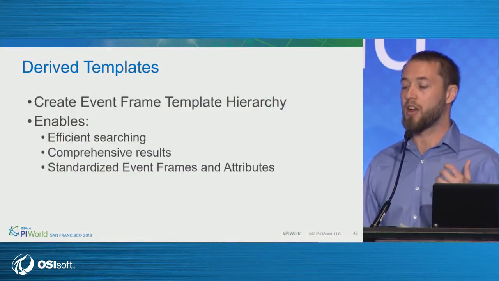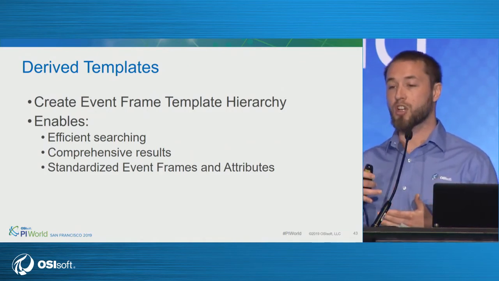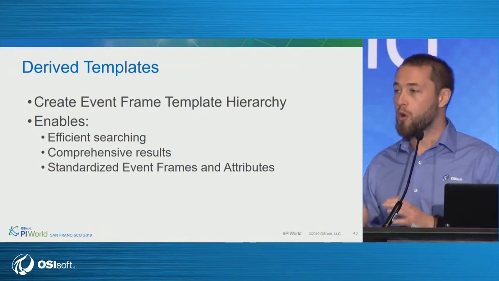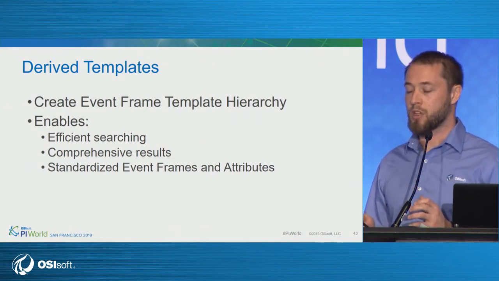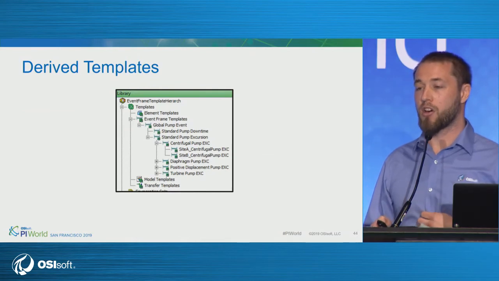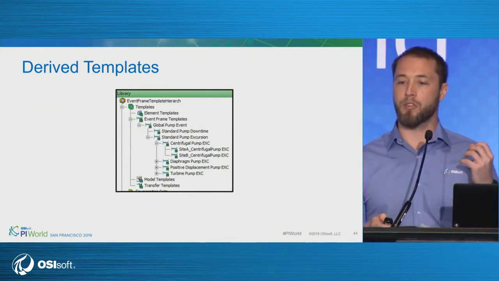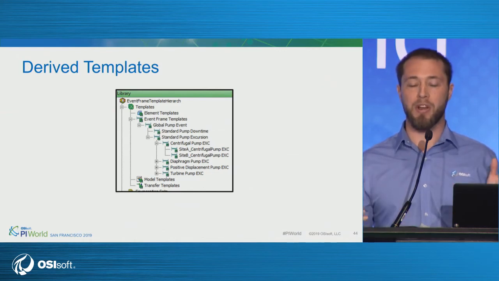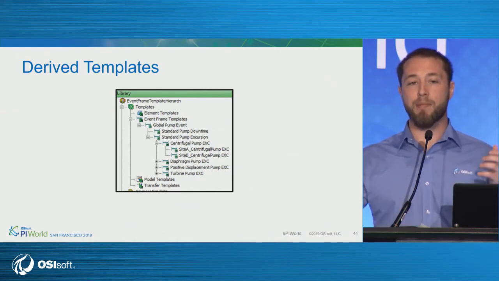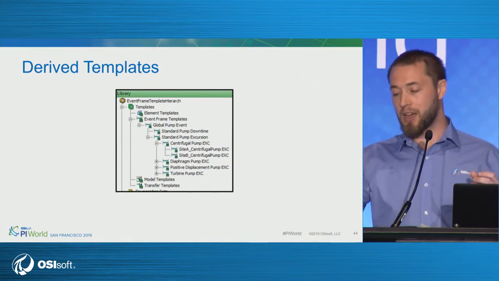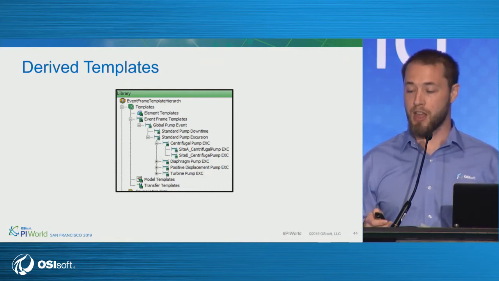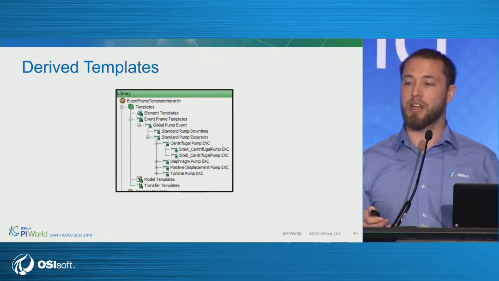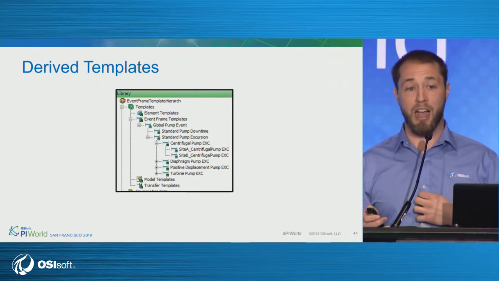What we've done here is create an event frame template hierarchy. This enables efficient searching that yields comprehensive results incredibly quickly. More importantly, however, this enables standardized event frames and attributes across your business. So again, if we look at our global pump event right under event frame templates, we put the key attributes on this template that all management would need to see and look at. And again, that automatically propagates those attributes down to lower templates, so they're always being captured. Management has a quick and easy way to look at what truly matters to them. Again, effective and quick standardization by doing event frame template hierarchies.